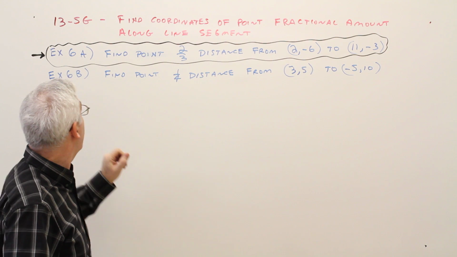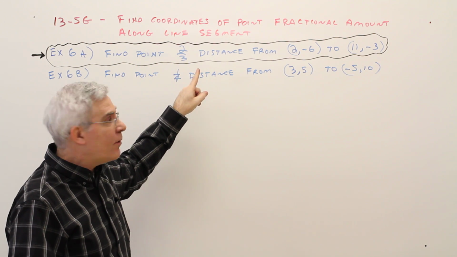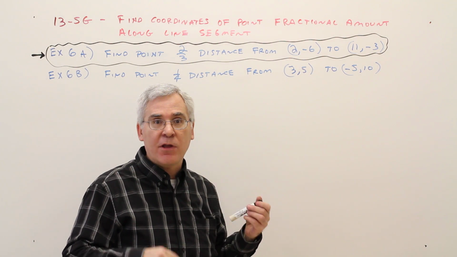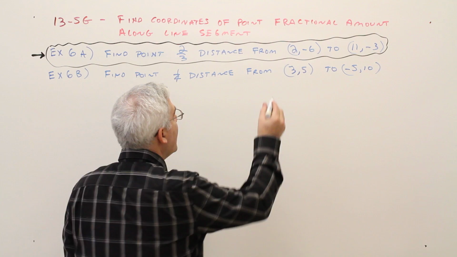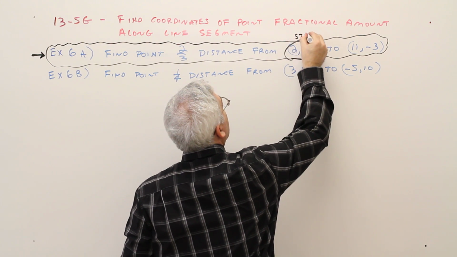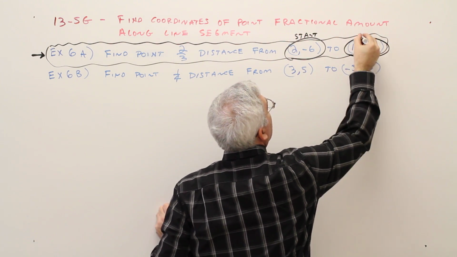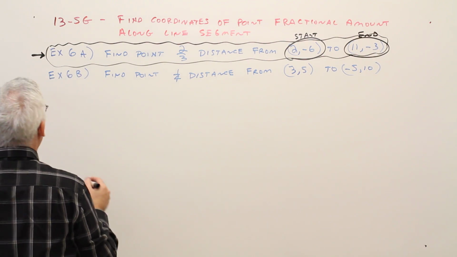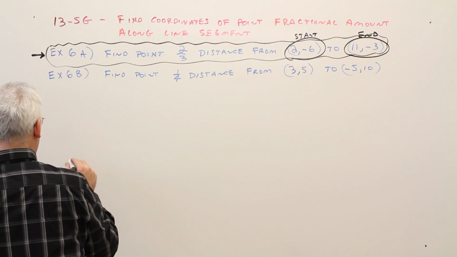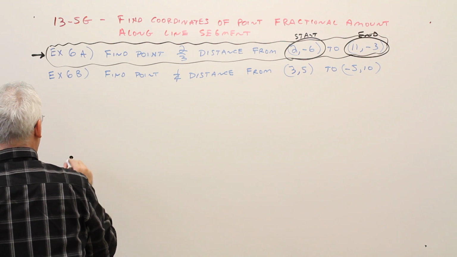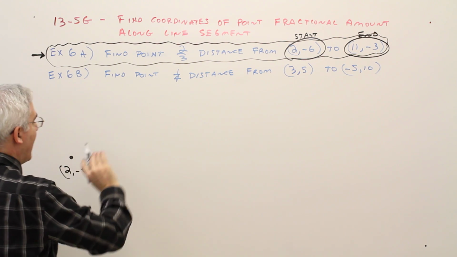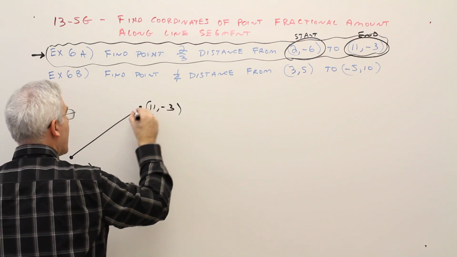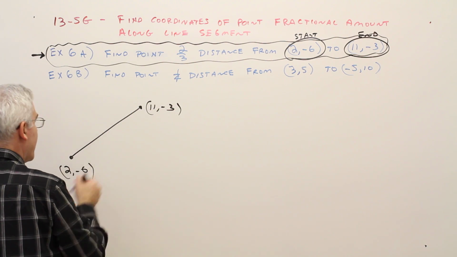So here's example 6a. Find the point 2/3 the distance from (2, -6) to (11, -3). It's very important that you know where you're starting and where you're ending. All right, so I'm going to just draw a quick little sketch. Remember I'm doing example 6a right now. So (2, -6) could be somewhere here, and then (11, -3) could be somewhere here. And I want to go 2/3 the distance.